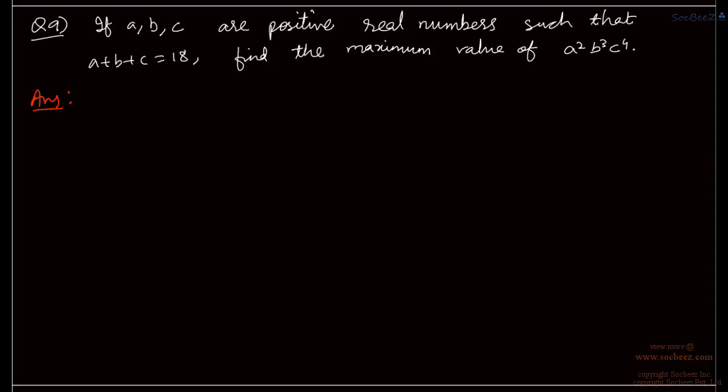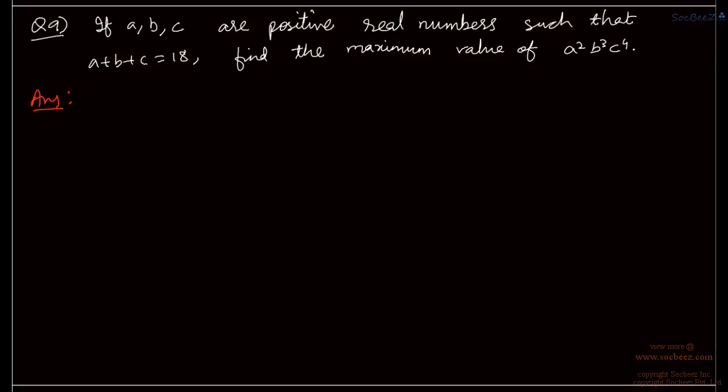The next question: if a, b, c are positive real numbers such that a plus b plus c equals 18, find the maximum value of a squared b cube c power 4. This is where we will see the application of the weighted mean inequality. In the previous video, I talked about weighted means. The weighted means also have the same inequality, that the weighted arithmetic mean is greater than the weighted geometric mean, which is greater than the weighted harmonic mean.